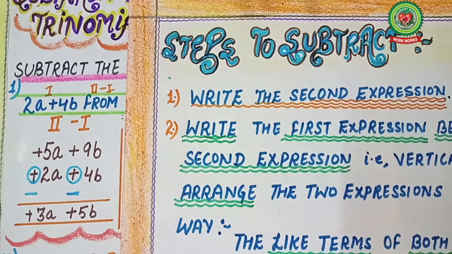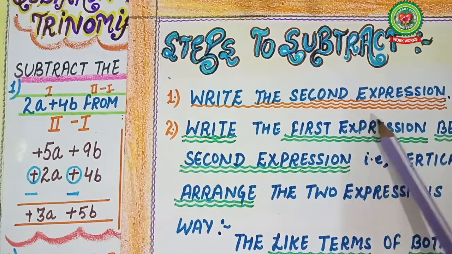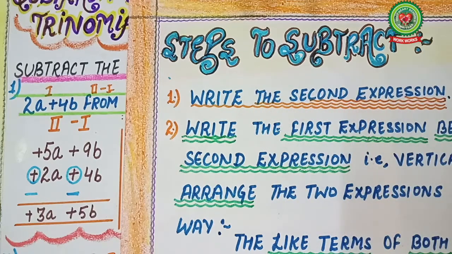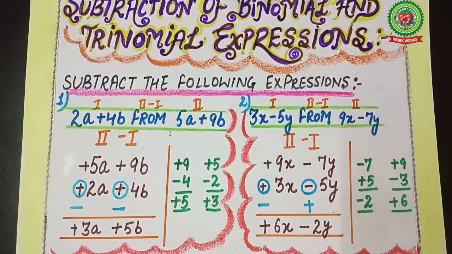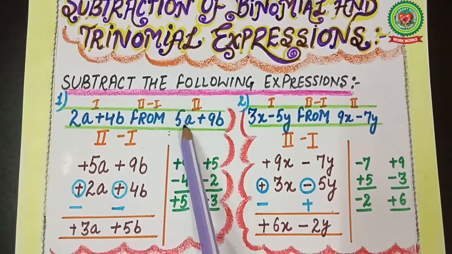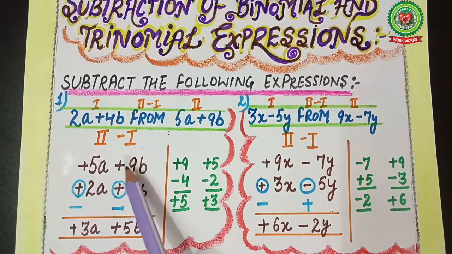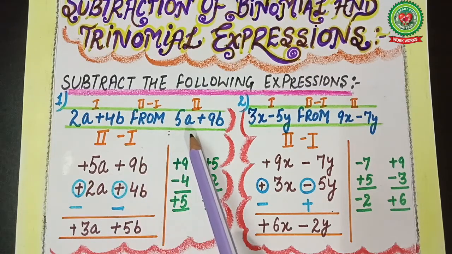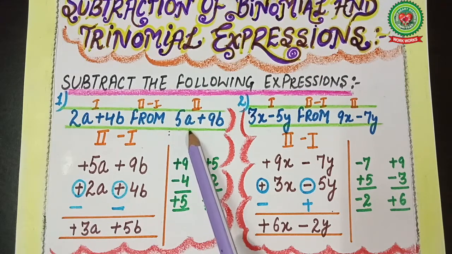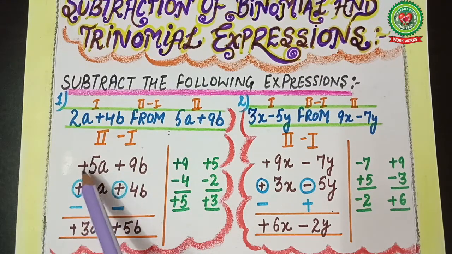Now we will start the question stepwise. So first of all, we will recall the first step. What was the first step for subtracting the two binomials? Here it is. Number 1, write the second expression. So what will we do? We will write the second expression. Now here you can see that the second expression is this. So first of all, we will write here the second expression, that is 5a plus 9b. Now here you can see that in the statement, no sign was there with 5a. So that means there is a plus sign. So you will put here a plus sign, plus 5a plus 9b, right?